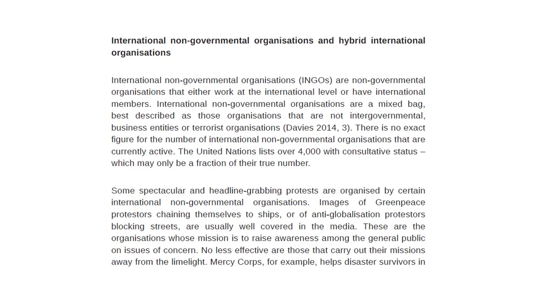No less effective are those that carry out their missions away from the limelight. So limelight is another slang word. That means Greenpeace people are usually always in the news, and anti-globalization people are in the news, and people who protest the cutting down of trees, or what is called deforestation in Brazil, they're always in the news. But they're saying people that are not less effective, that do not get the limelight, and that means be in the news or get the publicity. Mercy Corps, which again, most people have never heard of because they're not in the news, helps disaster survivors.